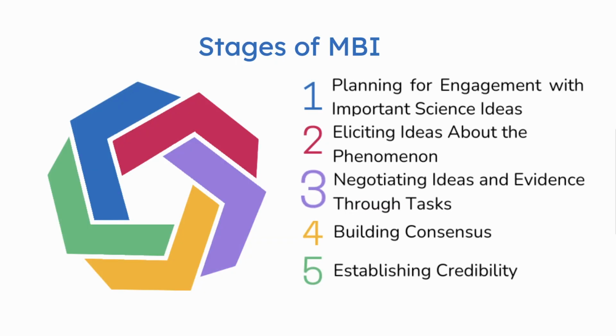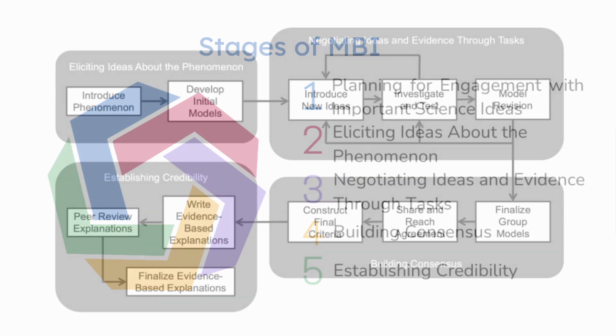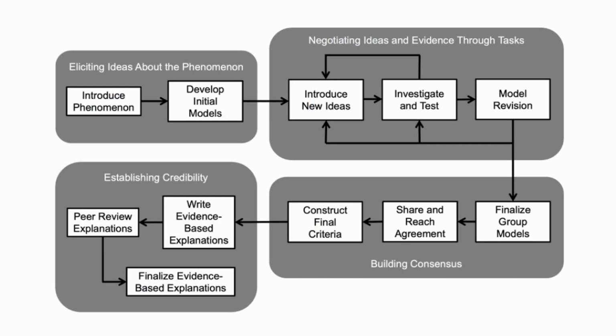Stage 3 of model-based inquiry is called negotiating ideas and evidence through tasks. This stage makes up the majority of the unit. It is where students take the ideas they generated in Stage 2 and begin to test, revise, and extend them using purposeful tasks that generate meaningful evidence.